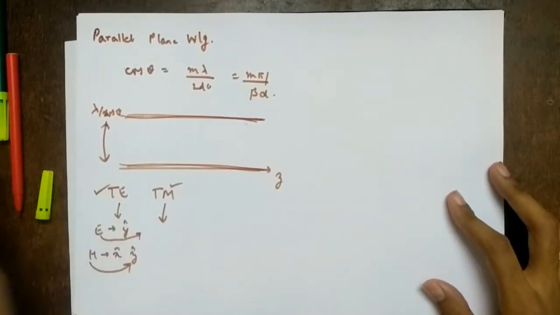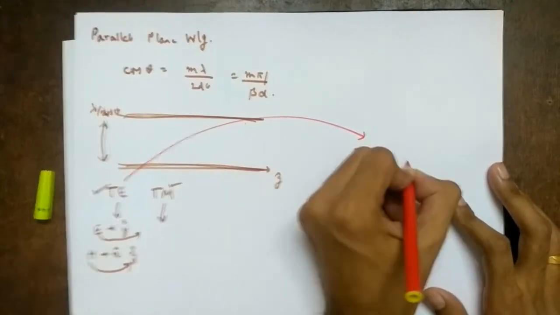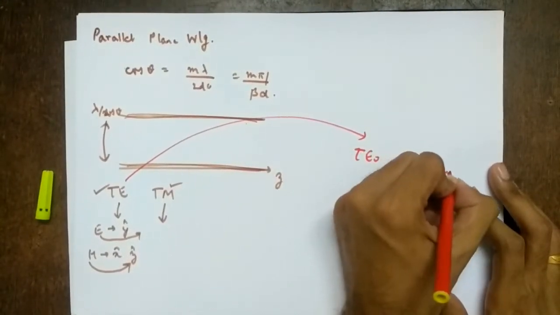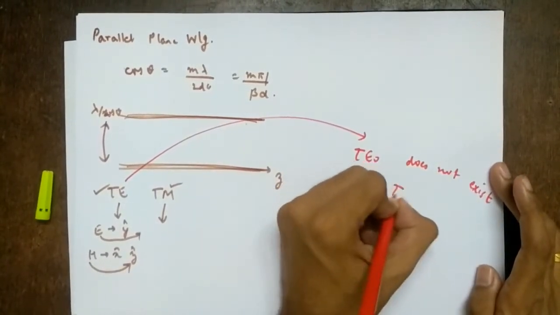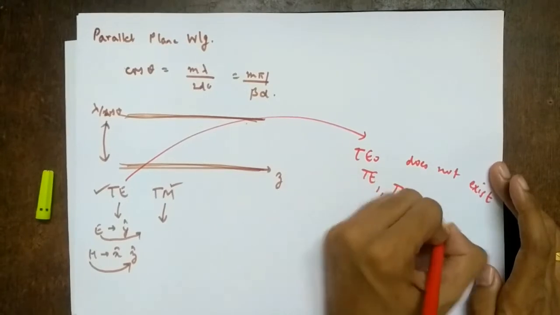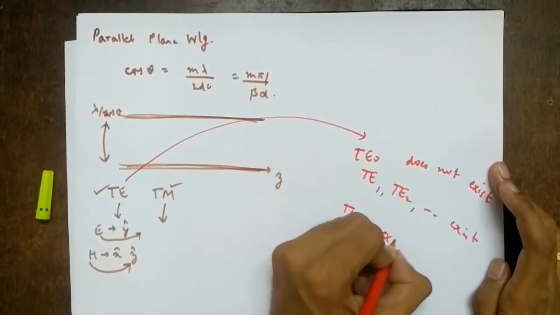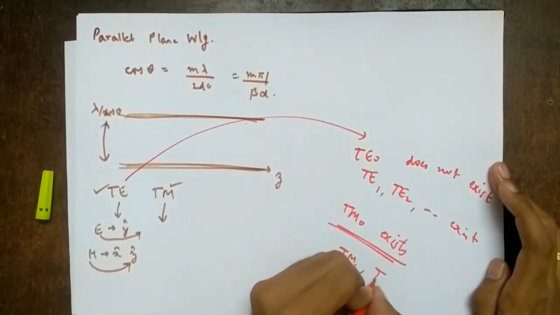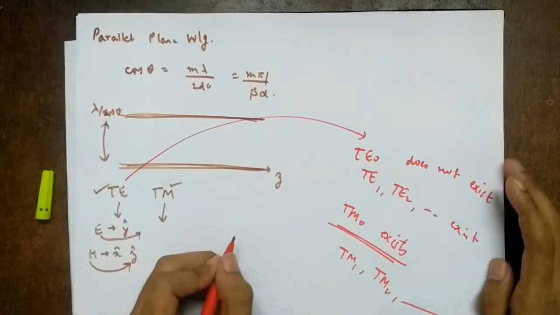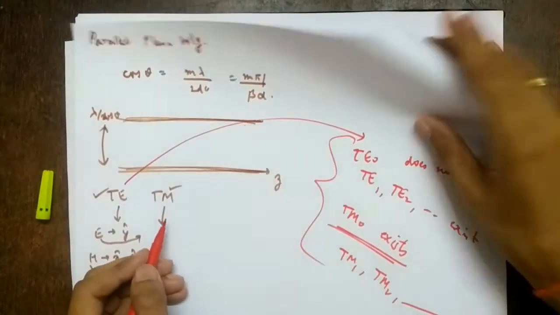And further, for TE mode, what did we study? TE0 does not exist, and TE1, TE2, etc. exist. What did we study for TM mode? TM0 exists, right? And then TM1, TM2, etc. also exist, right? So this was the main difference. So let me write the TM mode equations again.